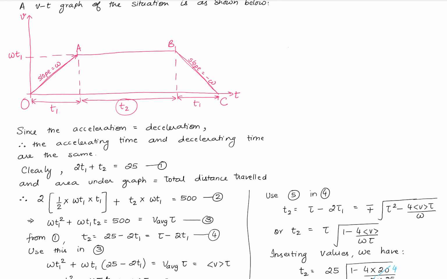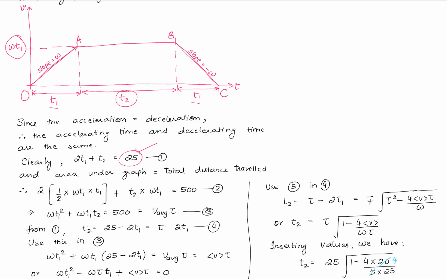The maximum speed that it attains is omega t1. That can be obtained using v is equal to u plus at. Now, two equations can be framed using this motion. One is 2t1 plus t2 is equal to the total amount of time for which the car travels. So that is known, that is one equation.